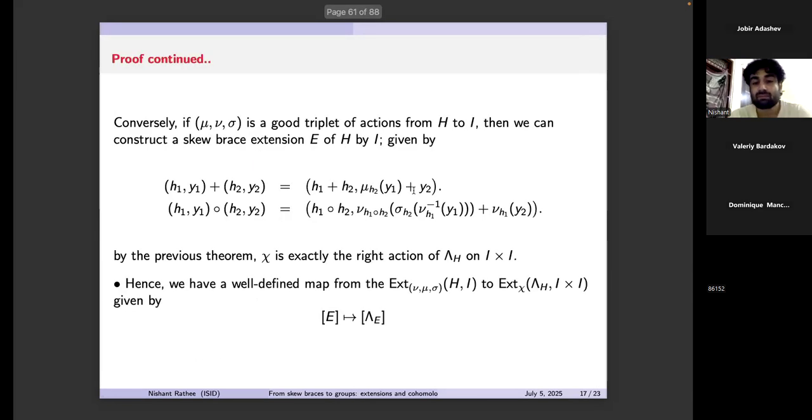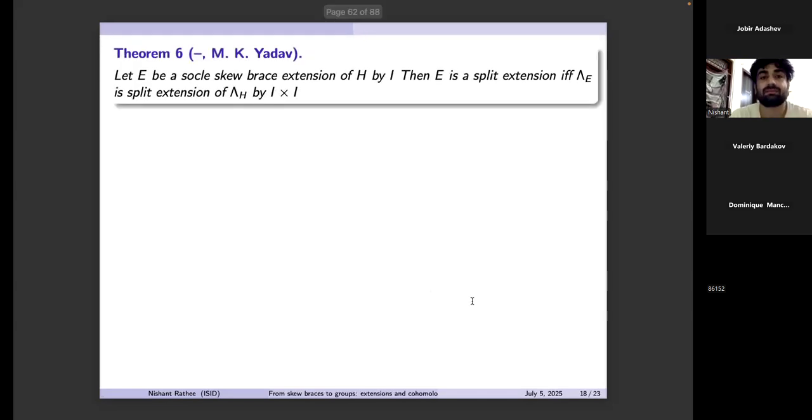So we have a well-defined map from the extensions of skew brace H by I to the group extensions, with respect to the action χ, of λ(H) by I × I. The map is given by E going to the extension λ(E) of λ(H) by I × I. So we have a well-defined map between the extensions. This is the main result of the paper.